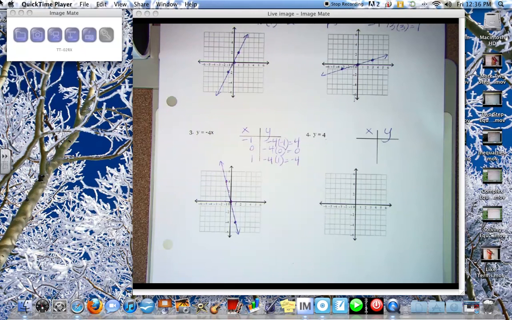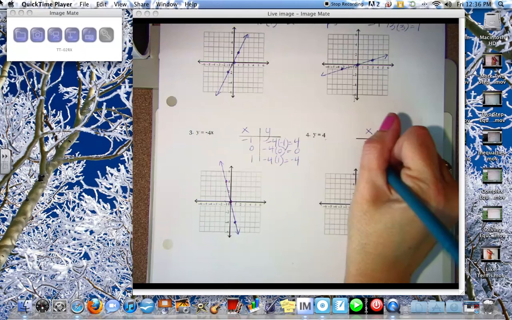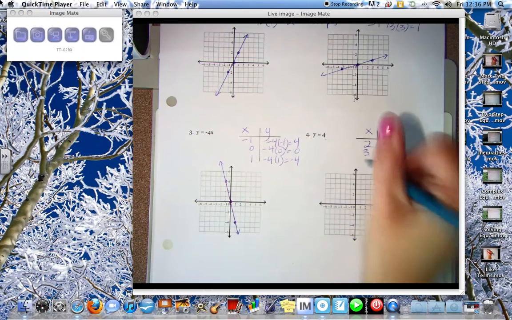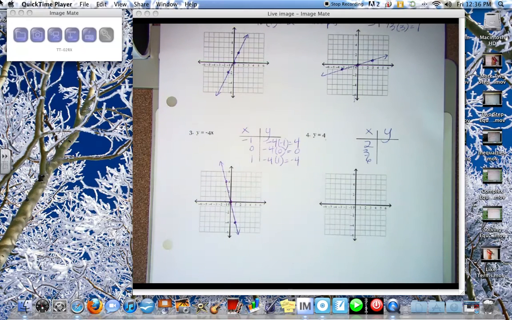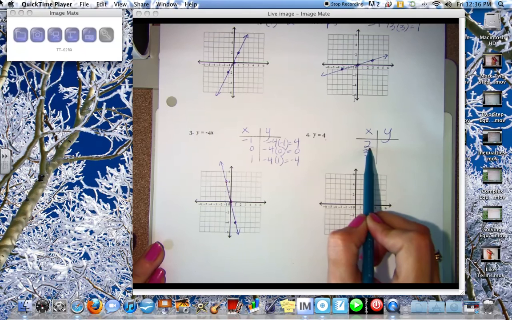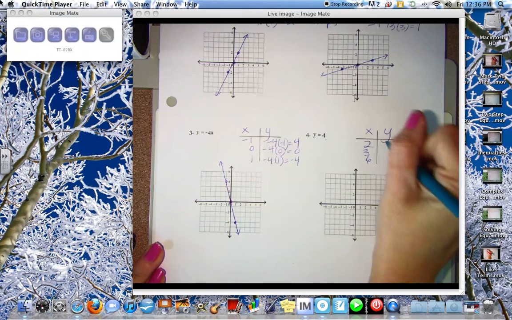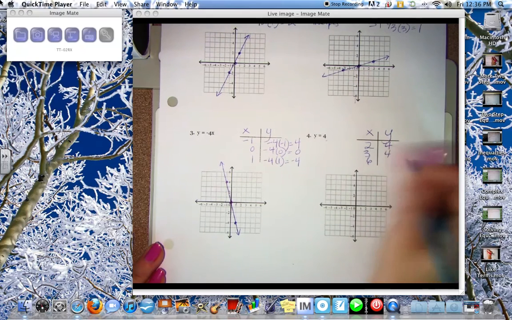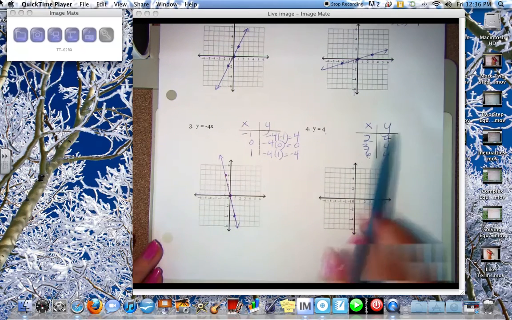Wyatt, pick a value between -6 and +6. 2. Okay? Corinne, pick a value between -6 and +6. And Jack? 6. Okay. So what this equation says is y equals 4. So when x equals 2, what does y equal? 4. When x equals 3, what does y equal? 4. And when x equals 6, y equals? 4. So now let's graph these ordered pairs.